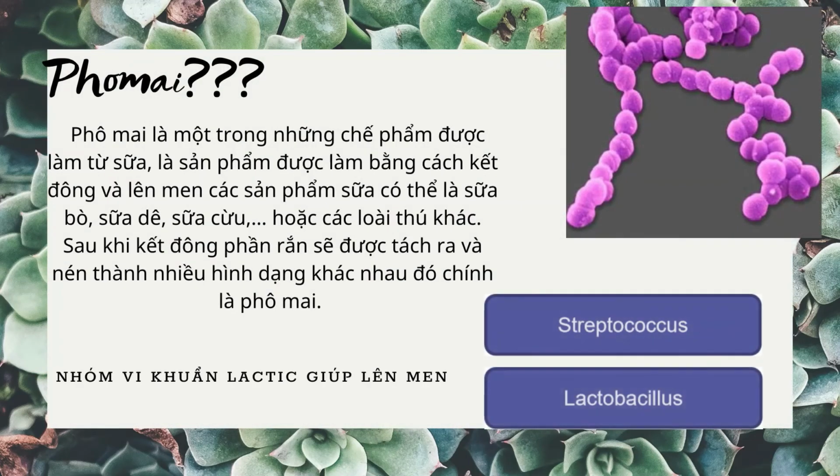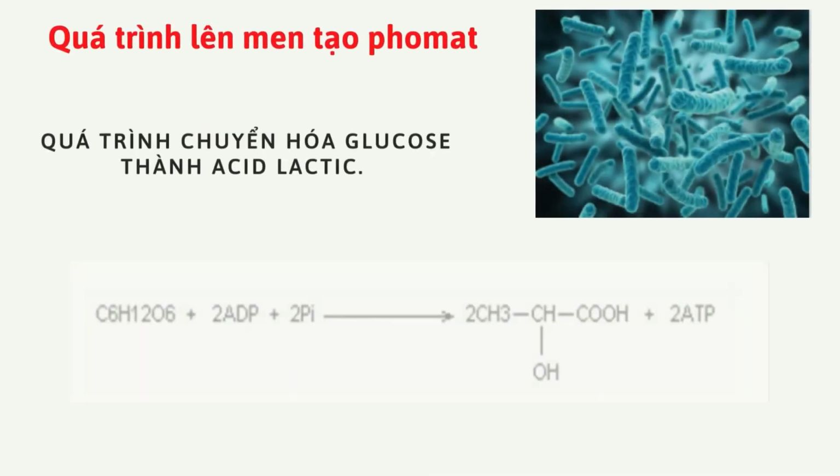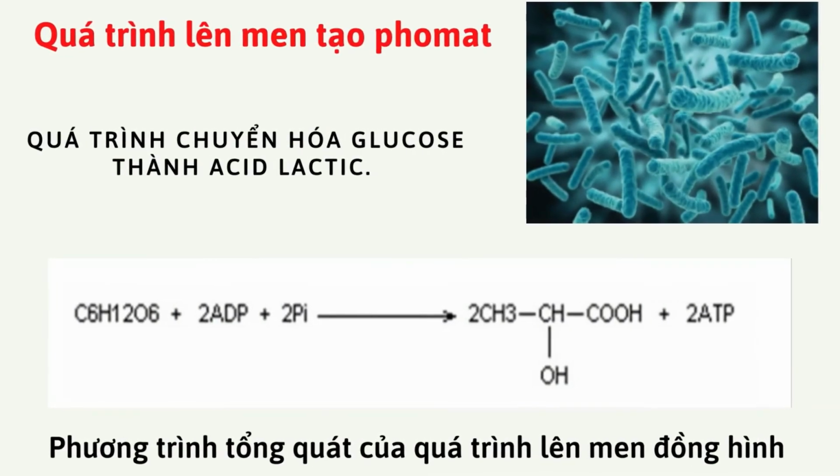Cheese is one of the products made from milk, made by coagulating and fermenting dairy products that can be cow's milk, goat's milk, sheep's milk, or other animals. After coagulation, the solid part will be separated and compressed into many different shapes, which is cheese. The group of lactic acid bacteria that help ferment: Streptococcus, Lactobacillus, general ingredients, milk, probiotics. So the fermentation creates cheese.